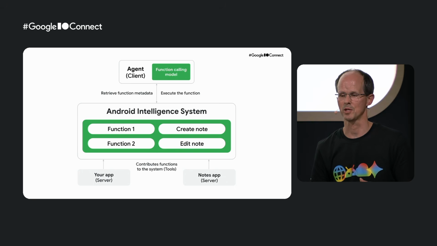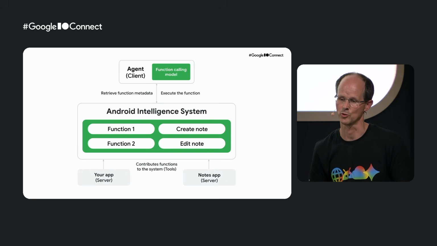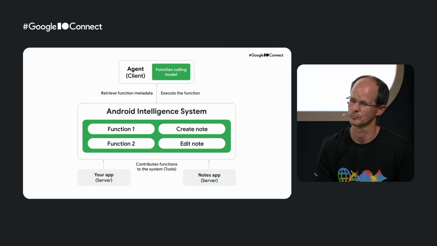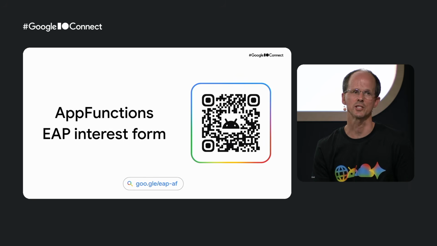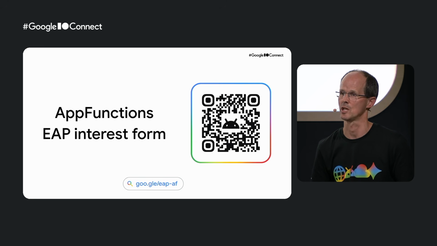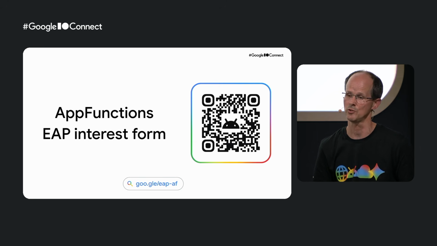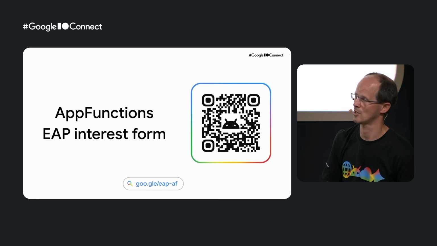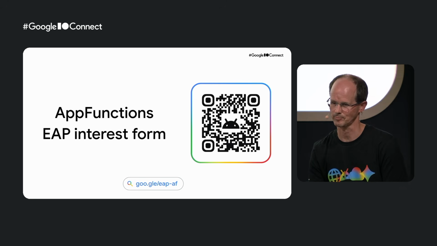And what's more, the API surface on Wear OS is identical to on mobile. So your Wear OS app can share the same app functions module that you use on all your other devices. If you're interested in adding app functions to your Wear OS app, we're currently running an early access program for selected experiences. And if this sounds like a great opportunity for you, please fill out our early access interest form. Very cool.